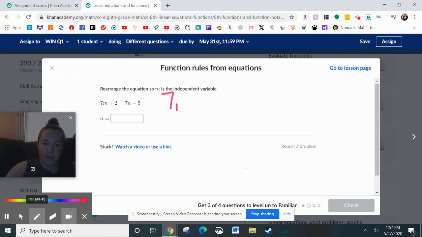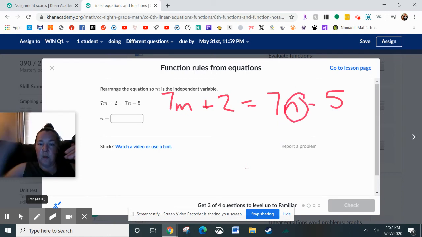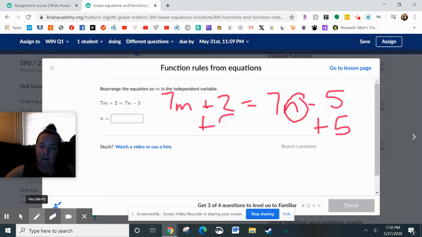So here we have 7m plus 2 equals 7n minus 5. So on this one, we're again trying to get n by itself. So it's going to depend on whatever m is. We want to make m the independent variable. So n will depend on whatever it is. All right, so I want to get n by itself. So the first thing I'm going to do is get rid of the 5 that's with it. It's a negative 5, so I'm going to add 5.